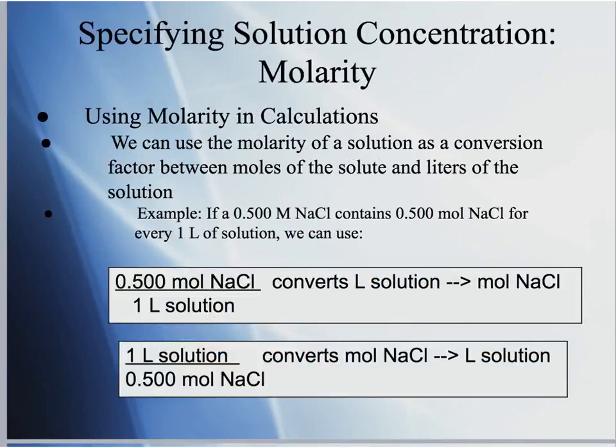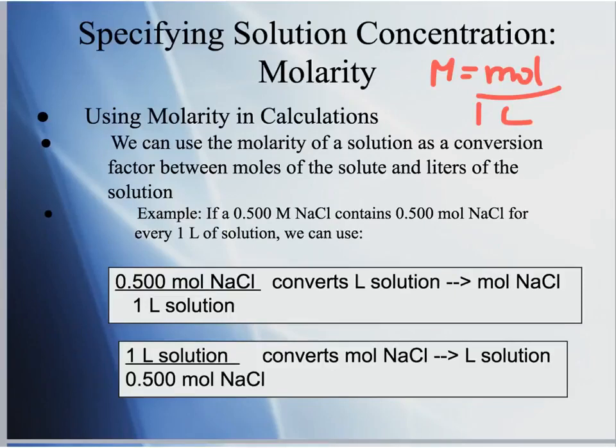All right, one more time, guys. Guess what? We can use molarity as a conversion factor between moles and liters of a solution, because remember, molarity is just moles divided by liters. So if we have the number of moles in 1 liter, that can be used as a conversion factor. So here's an example. If a 0.5 molarity NaCl solution contains 0.5 moles of NaCl for every 1 liter of solution, right? We can use that as a conversion factor.